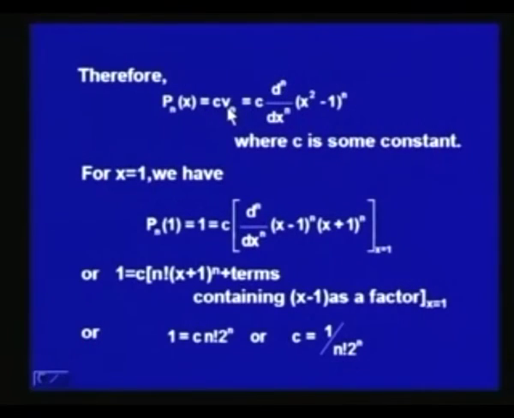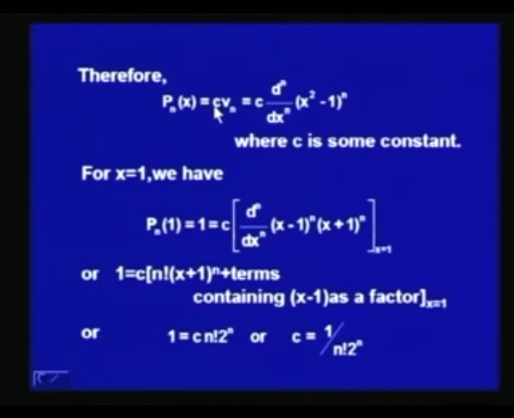And therefore, Pn(x) is a constant multiple of Bn(x), because Bn(x) is d^n over dx^n of (x² − 1)^n. So, when you differentiate (x² − 1)^n, which is a polynomial of degree 2n in x, n times, you will get a polynomial in x of degree n, and Pn(x) is also a polynomial in x of degree n. So, they must be a constant multiple of each other.